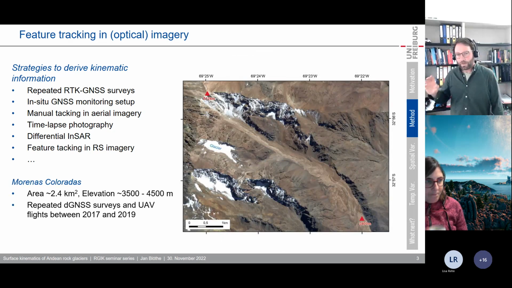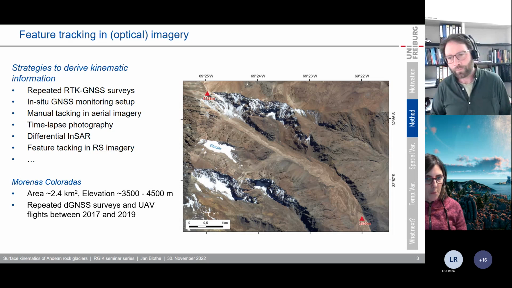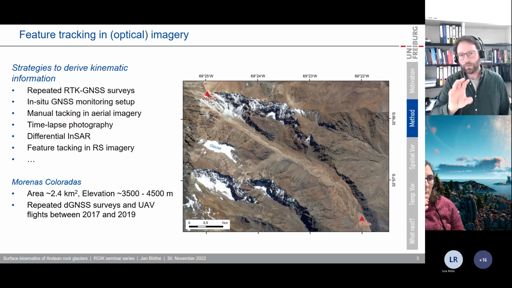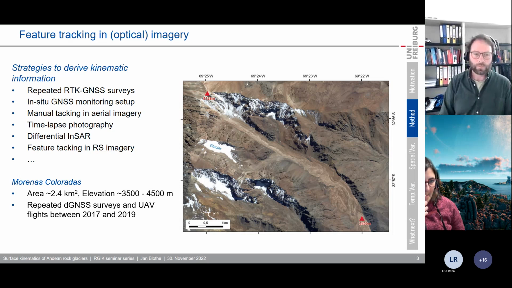Just to quickly explain what feature tracking in optical imagery does and how it works, I will zoom into the Morenas Coloradas ice debris complex situated in the Cordon del Plata. It is quite a large feature, at elevations between 3,500 and 4,500 meters, so quite some vertical extent as well. What we did here, we surveyed with differential GNSS throughout the years 2017, 18, and 19, and also did some UAV flights.